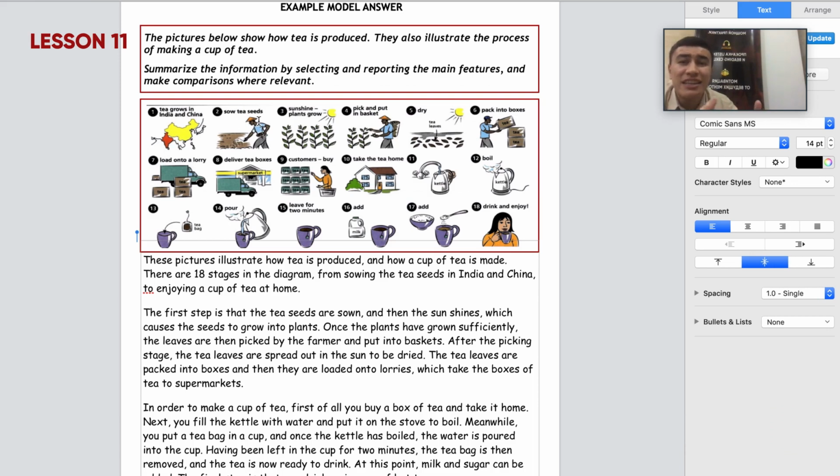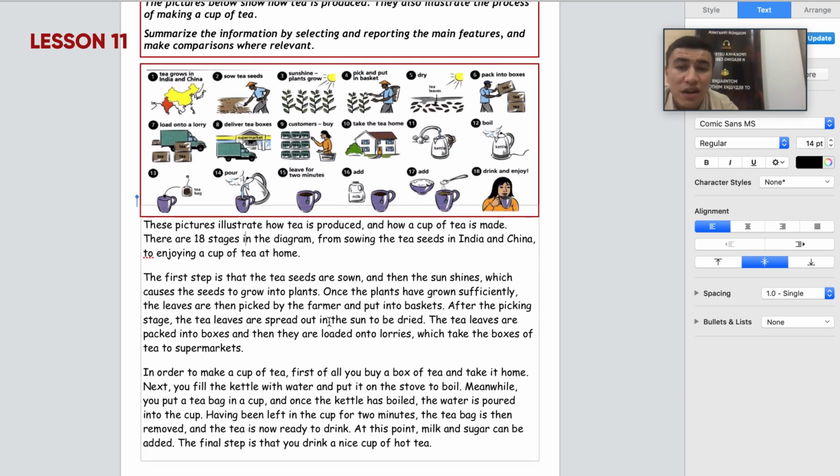Again, I highly encourage you to analyze the graph before you start writing, and of course do some logical thinking. From sowing the tea seeds in India and China to enjoying a cup of tea at home. This is the last stage here. Now we'll start the detailed paragraphs.